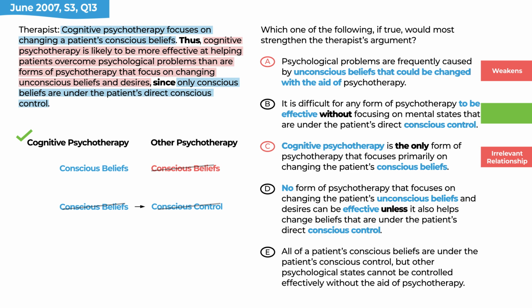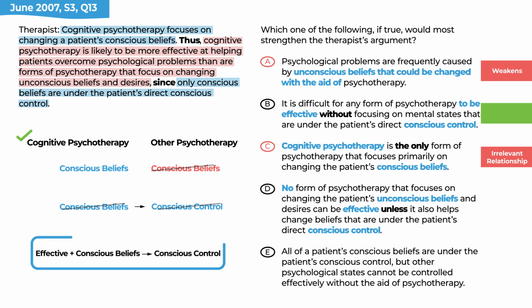So we'll put conscious control on the right side of the if-then relationship, and on the left side it says that no form of psychotherapy that focuses on changing the patient's unconscious beliefs and desires can be effective. Right? So they're saying it won't be effective. The opposite of that is that it can be effective. So if the psychotherapy does focus on unconscious beliefs and it is effective, then it must focus on changing beliefs that are under the patient's direct conscious control.